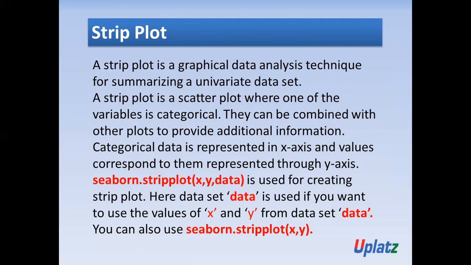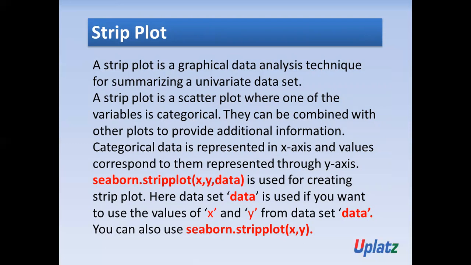They can be combined with other plots to provide additional information. Categorical data is represented on the x-axis and values corresponding to them are represented through the y-axis. So seaborn.stripplot with x, y, data. This function we are going to use for creating the strip plot.